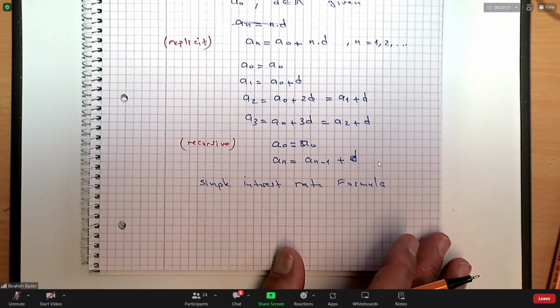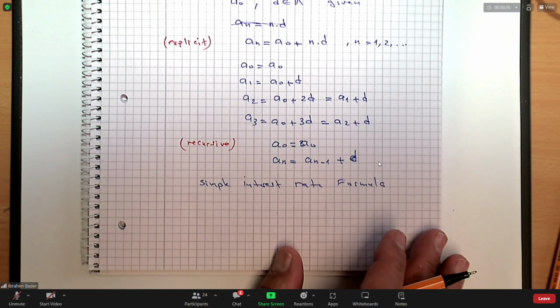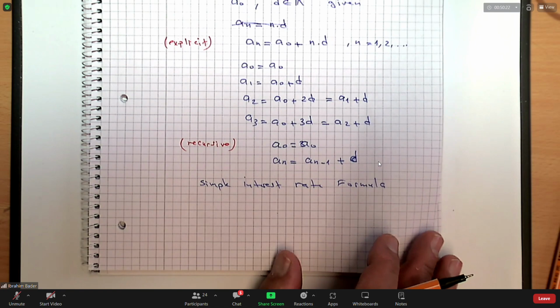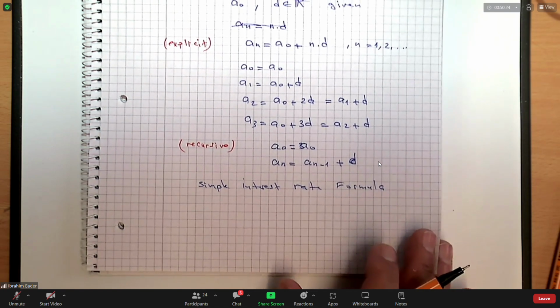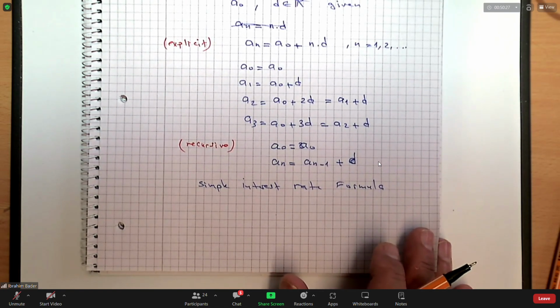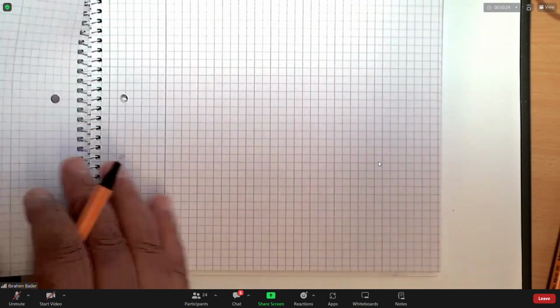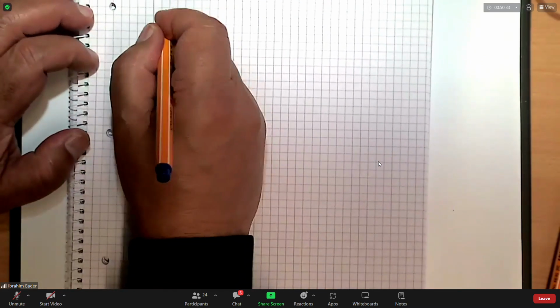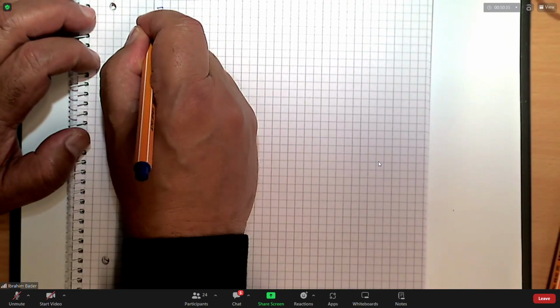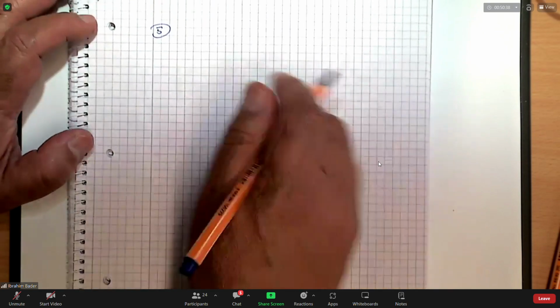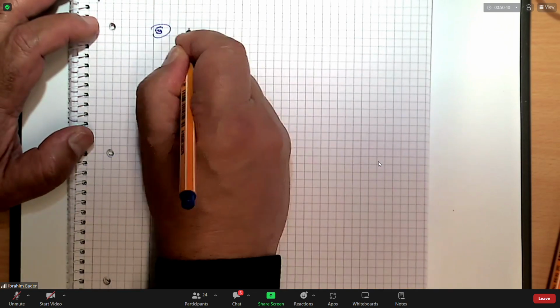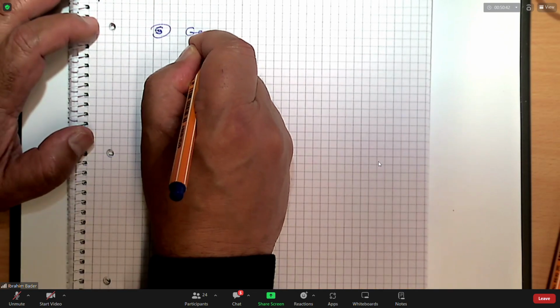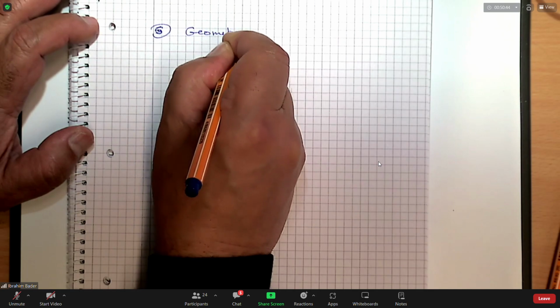Now, another sequence that is also related to some interest rate formula, but it's a little bit more realistic, is the so-called geometric sequence. And this is number 5, I think. Okay, geometric sequence. Thank you.